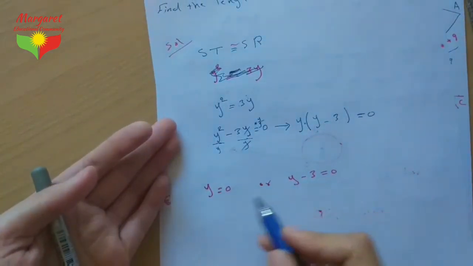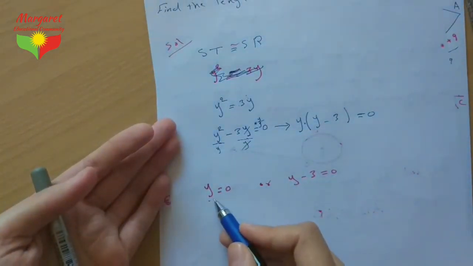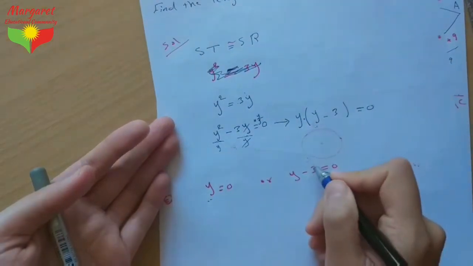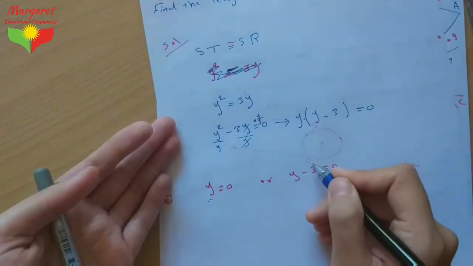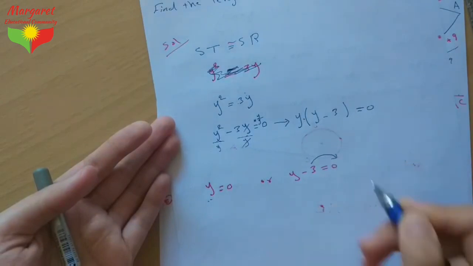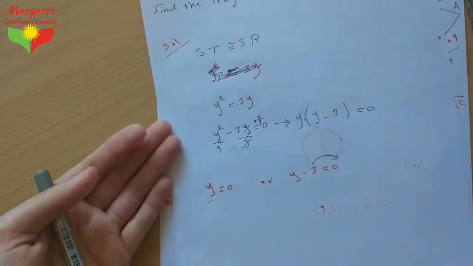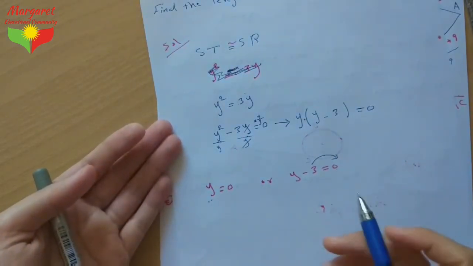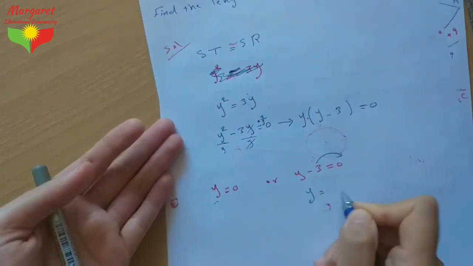The value y: to find value y, you must give number 3 to the 0. The sign changes, y equals 3.